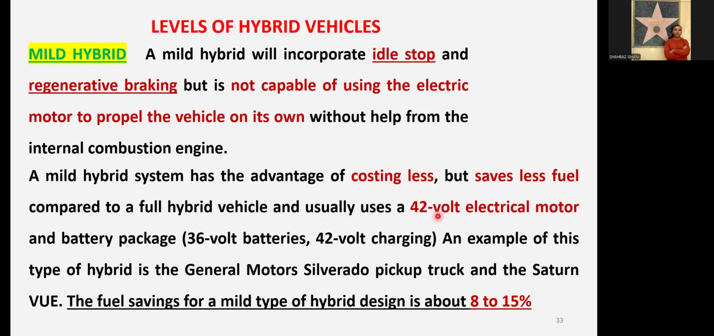It usually uses a 42 volt electric motor and a battery pack, 36 volt batteries, 42 volt charging. An example of this type of hybrid is the General Motors Silverado pickup truck and the Saturn VUE. The fuel saving for a mild hybrid design is about 8 to 15%.